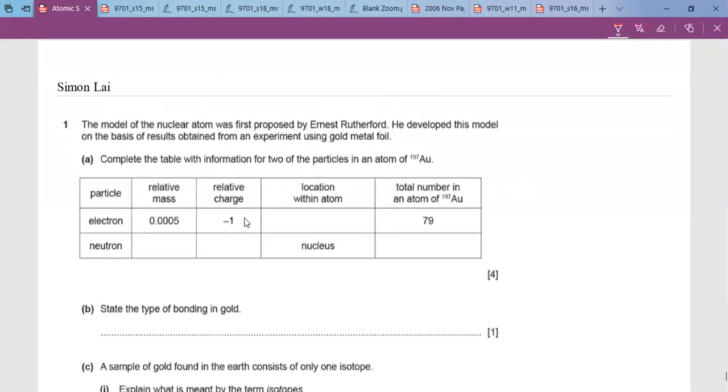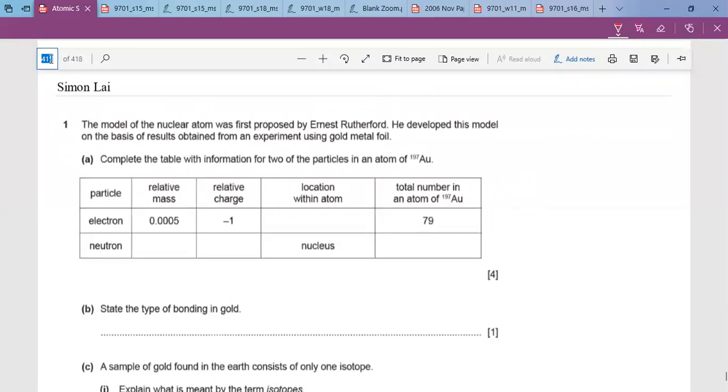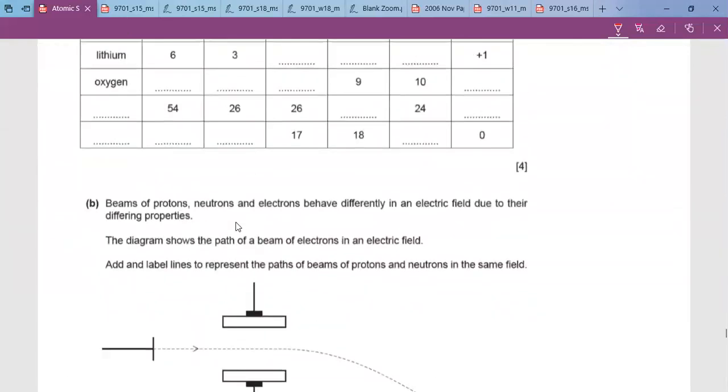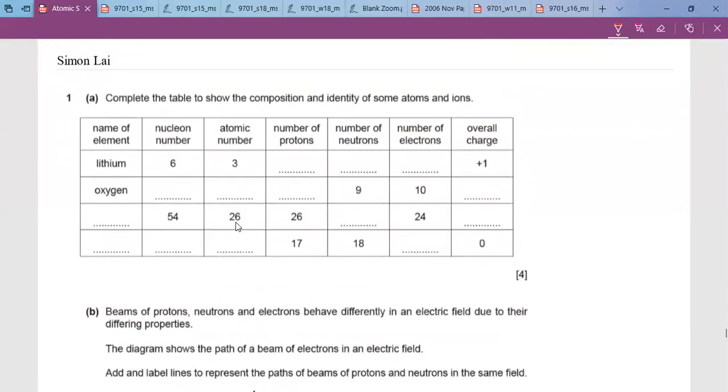Now there's one question here. There's 360. Let's look at 360 first. Okay, let's do 360 first. Now this is good. Now this is quite simple. Okay, complete the table to show the composition of some atoms or ions. Okay, these are particles. So for example, lithium here. This is famous Form 5 IGCSE. Okay, lithium.